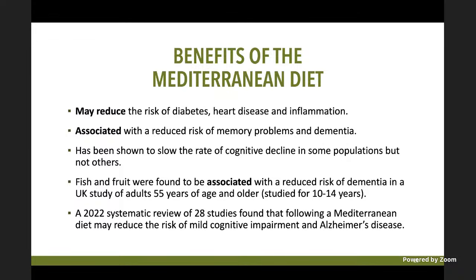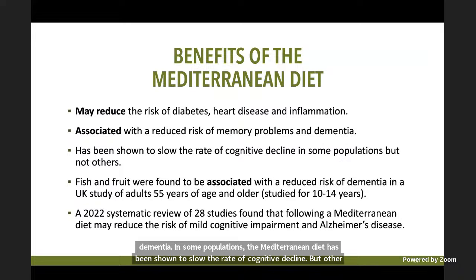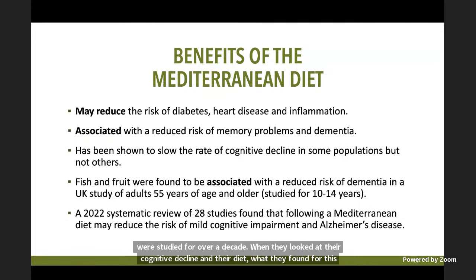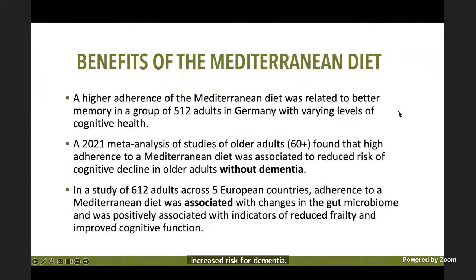One study that was published in the United Kingdom, and this was a group of, I think it was about 900 adults, 55 years of age and older, were studied for over a decade. And when they looked at their cognitive decline and their diet, what they found for this population was that consuming the fish and the fruit had the greatest impact on whether or not they experienced an increased risk for dementia. And then a systematic review that was published last year did confirm that following a Mediterranean style diet could reduce the risk of mild cognitive impairment and Alzheimer's disease.